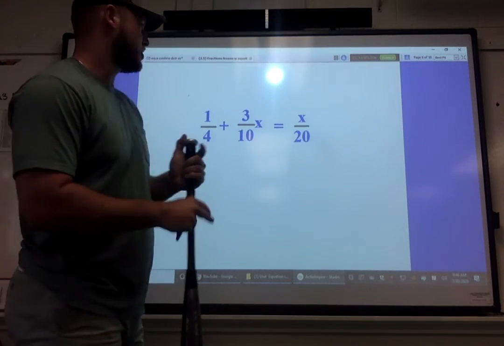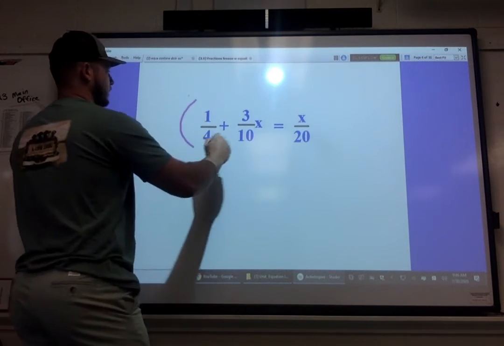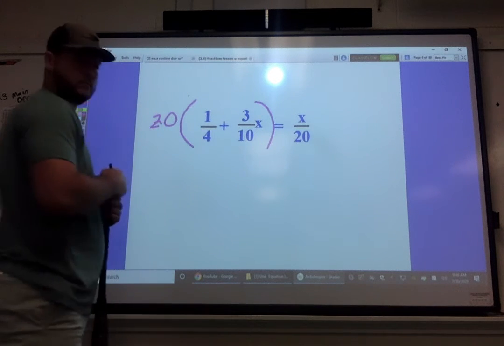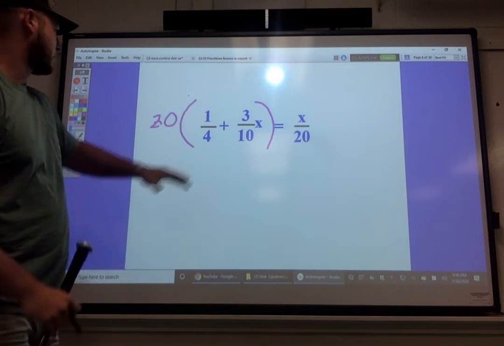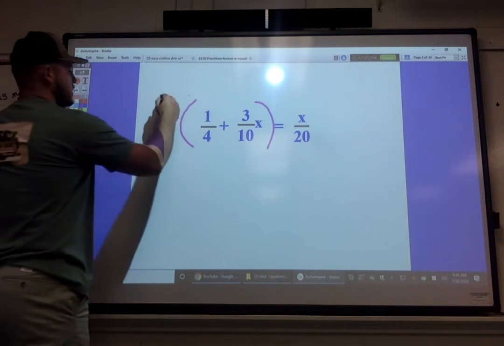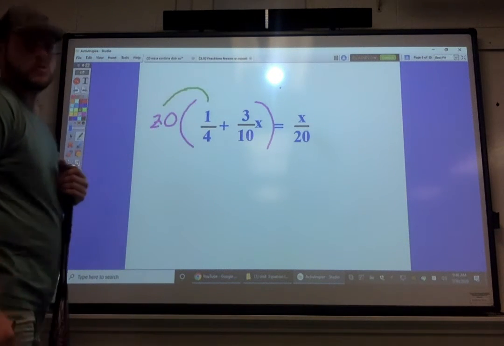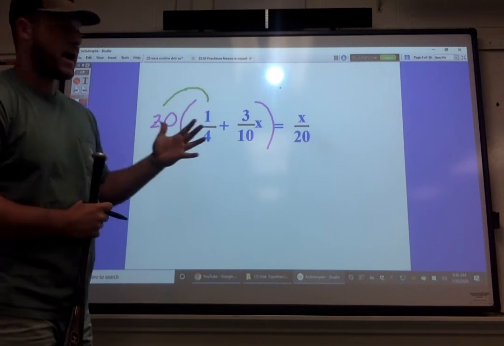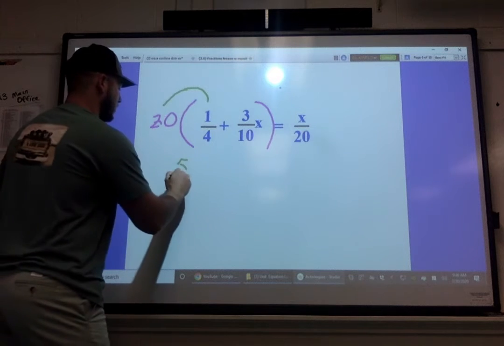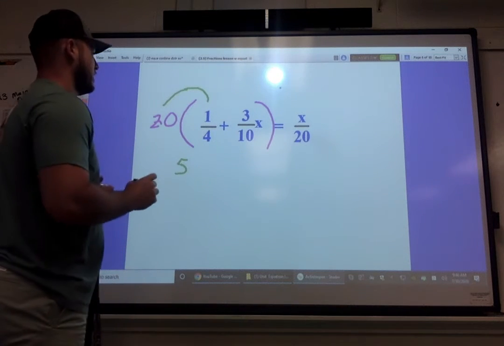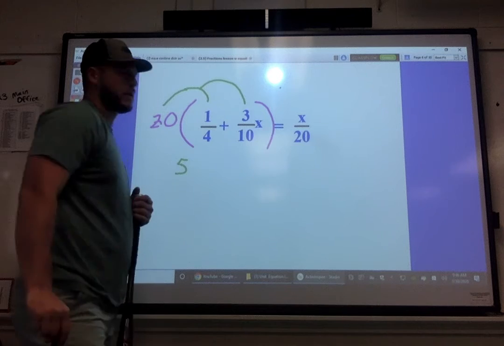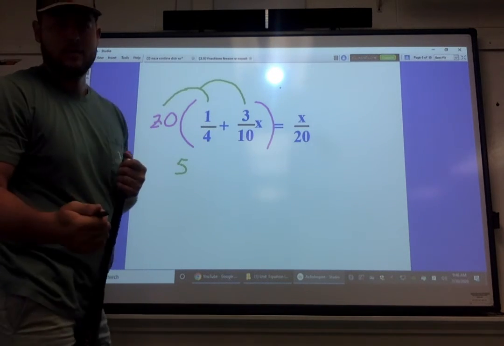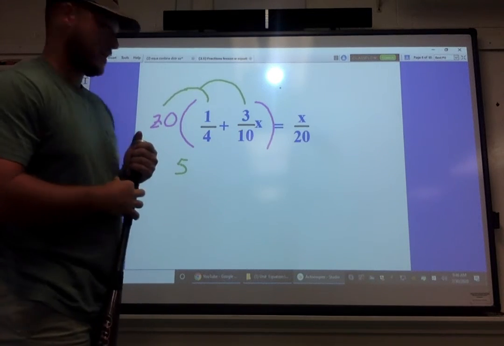Everything's going to be multiplied by 20. Each term, right? Multiplying each of these terms by 20. So 20 times 1/4. You could use a calculator if you wanted, or you could say 20 divided by 4 is 5. So now we got a whole number, 5. And then 20 times my 3/10 x. Well, 20 times 3 is 60. 60 divided by 10 is 6.